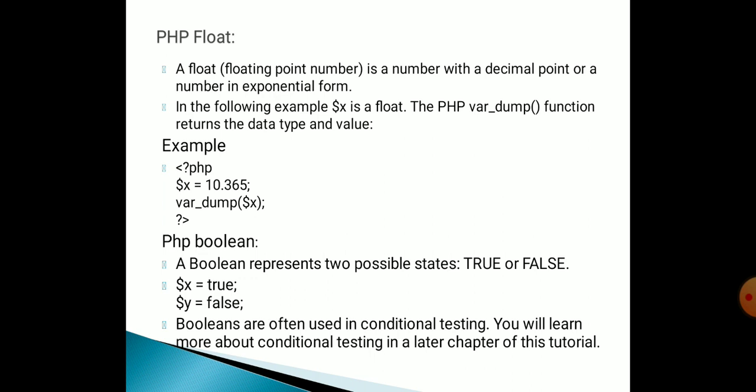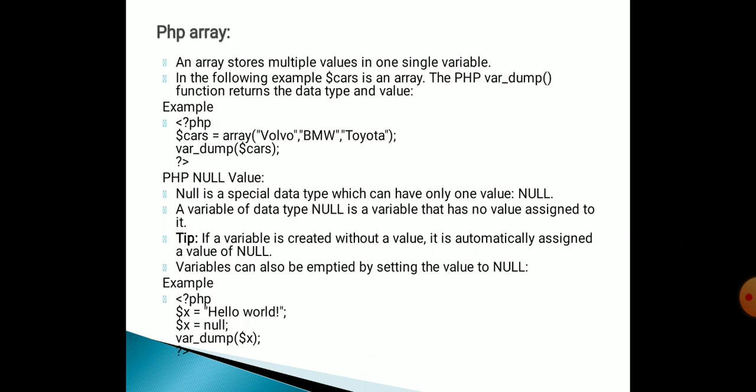PHP boolean. A boolean represents two possible states: true or false. x equals true, y equals false. Booleans are often used in conditional testing. You will learn more about conditional testing in a later chapter of this tutorial.